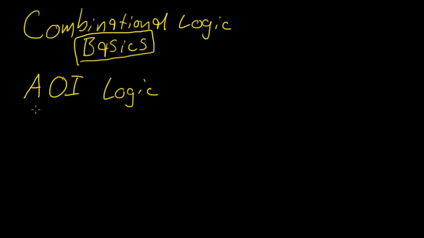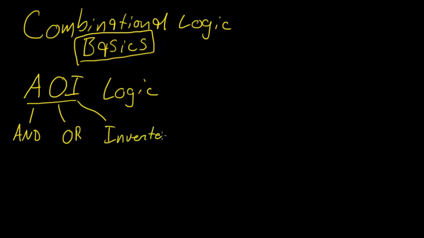And so AOI, the first thing that we have is this AOI logic. It stands for three different things. A stands for AND, O stands for OR, and I stands for inverter. Okay, so we have an AND gate, an OR gate, or an inverter gate.